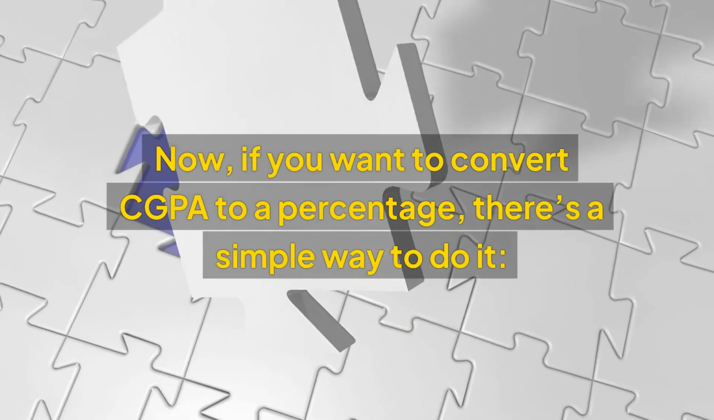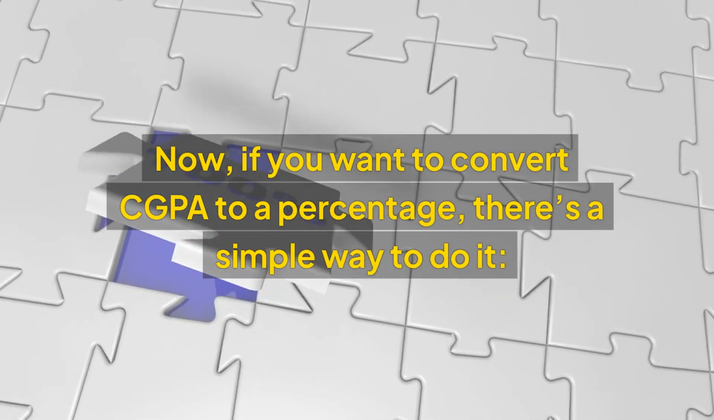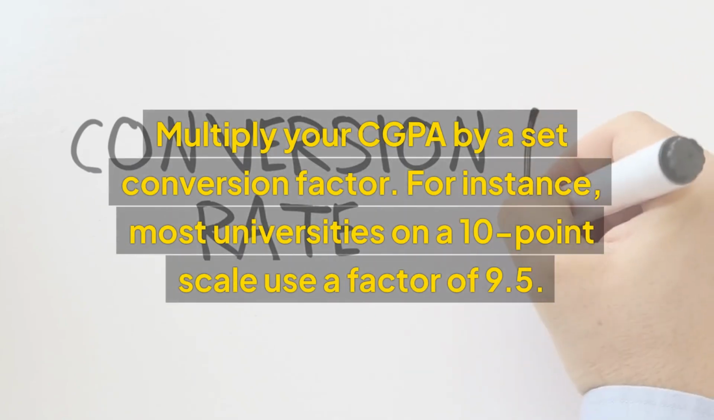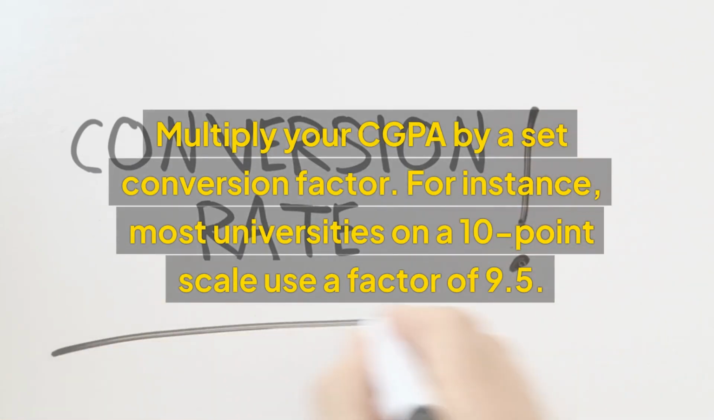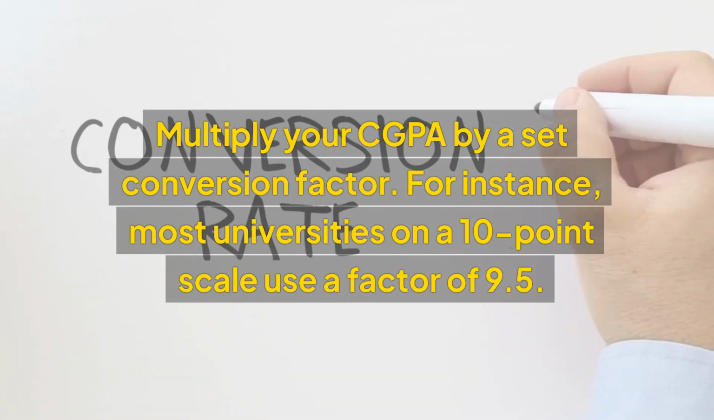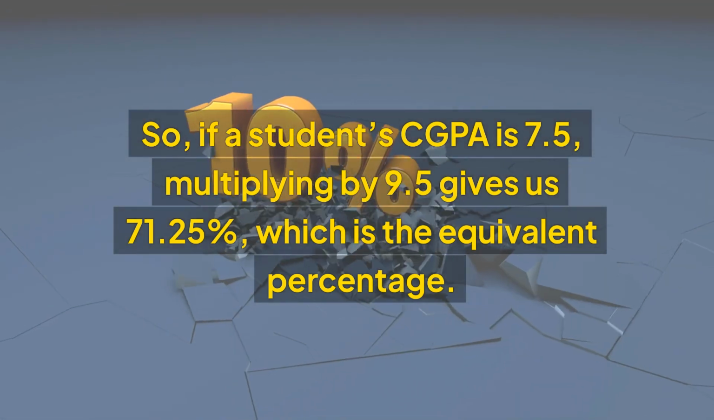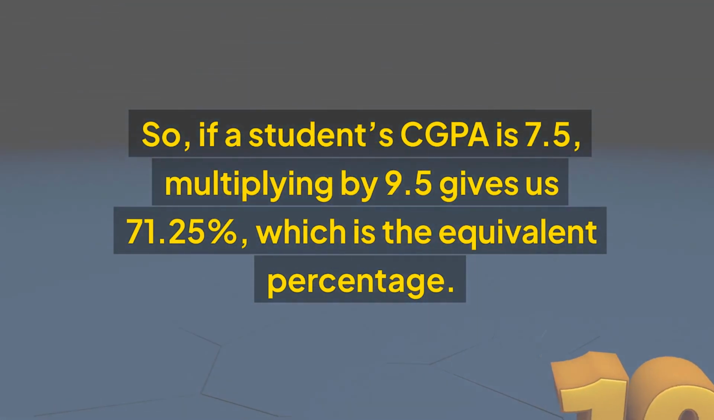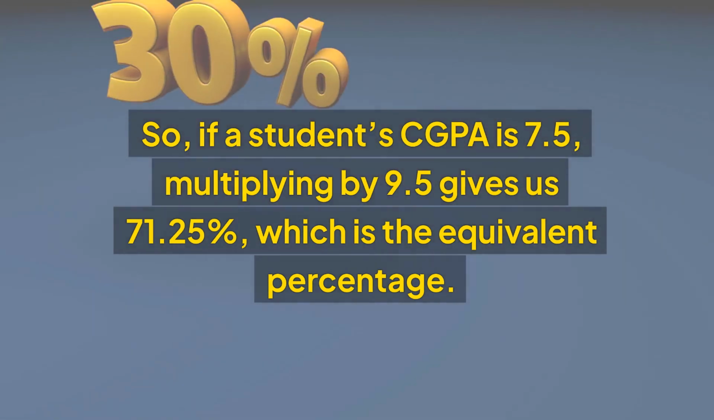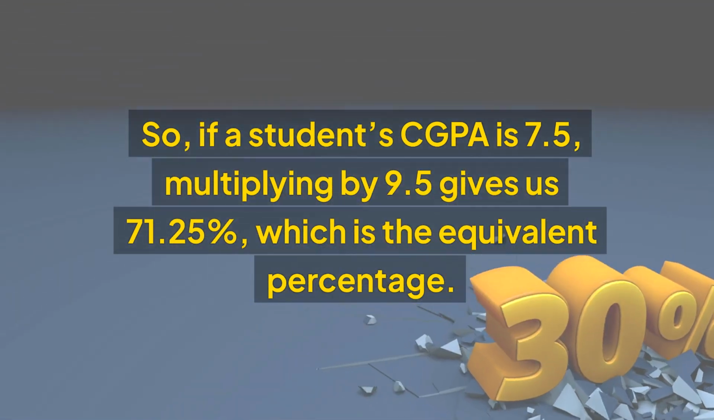Now, if you want to convert CGPA to a percentage, there's a simple way to do it. Multiply your CGPA by a set conversion factor. For instance, most universities on a 10-point scale use a factor of 9.5. So if a student's CGPA is 7.5, multiplying by 9.5 gives us 71.25%, which is the equivalent percentage.